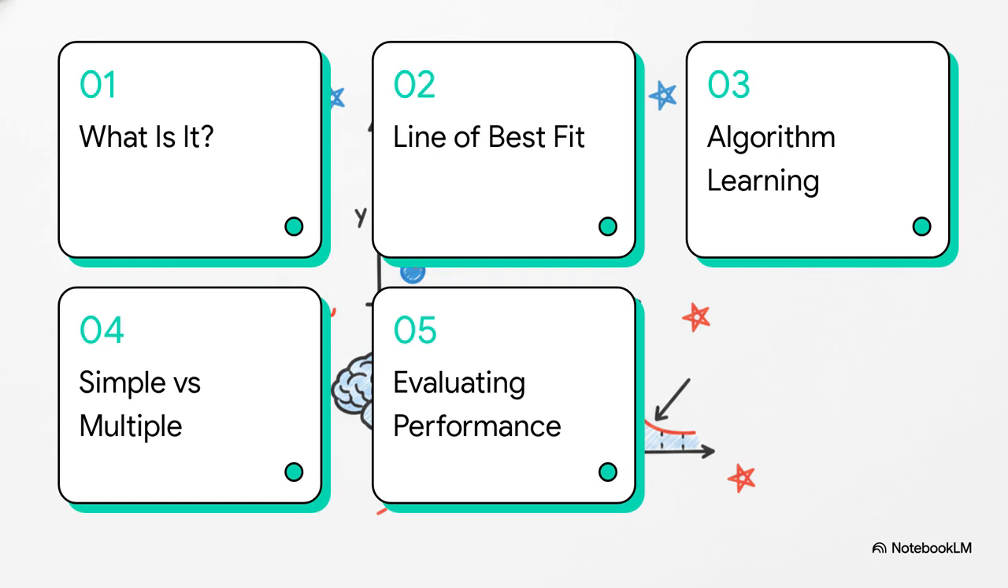Here's our roadmap for today. We'll cover, number 1, what is linear regression? Number 2, the line of best fit. Number 3, how the algorithm learns. Number 4, simple versus multiple regression. And finally, number 5, evaluating model performance.